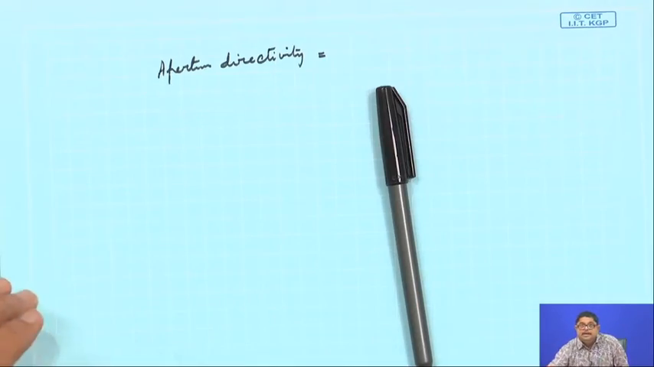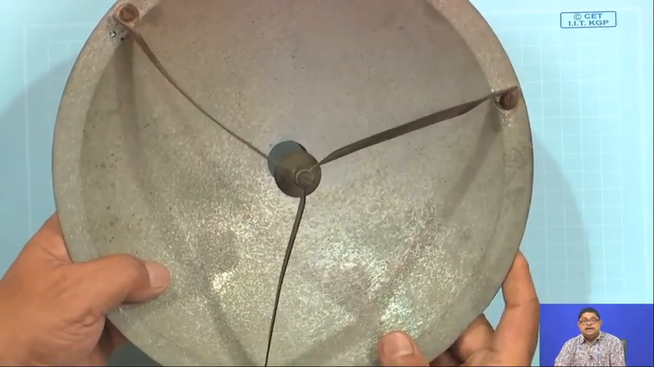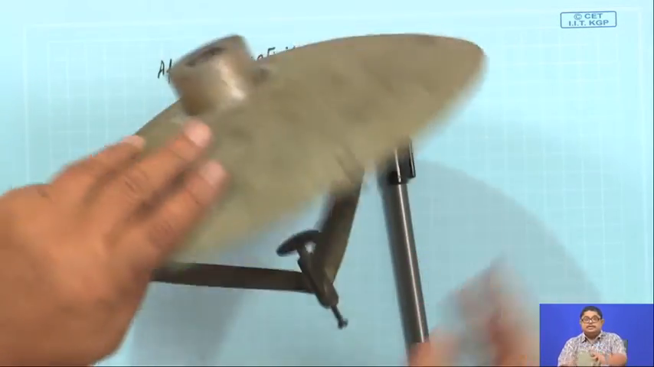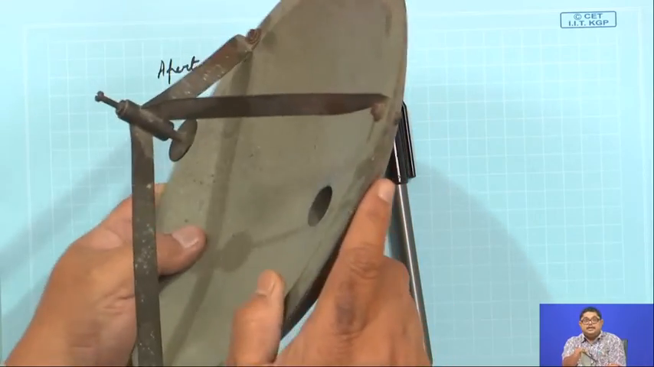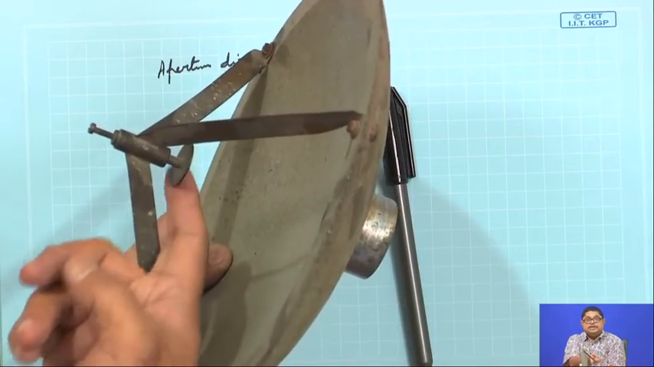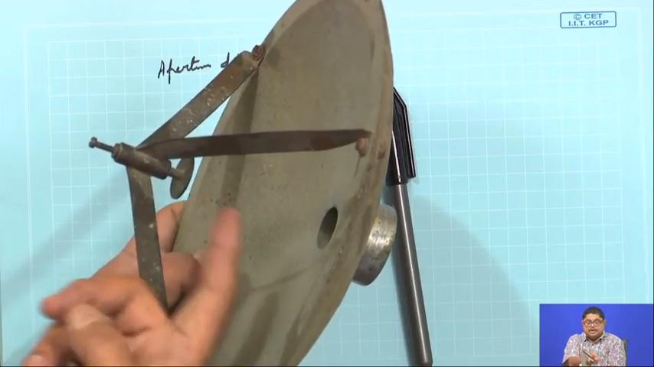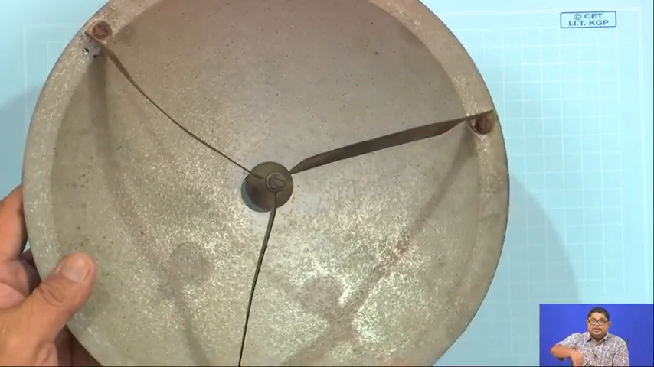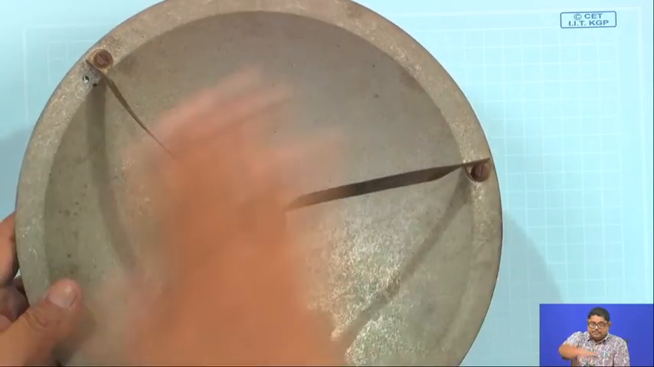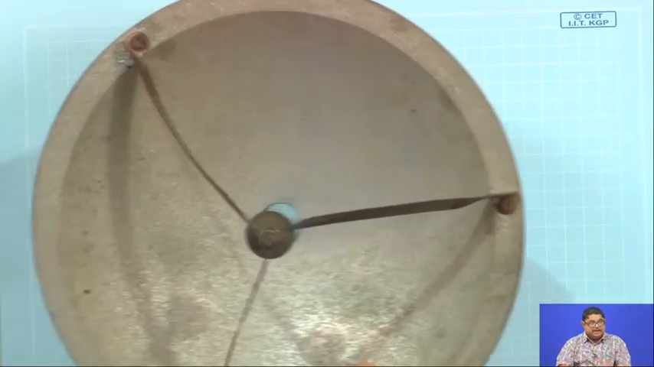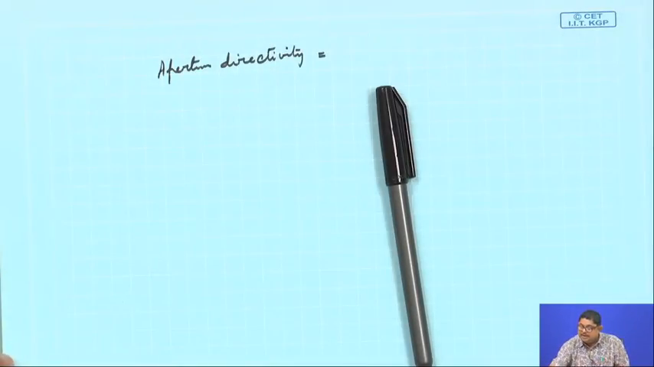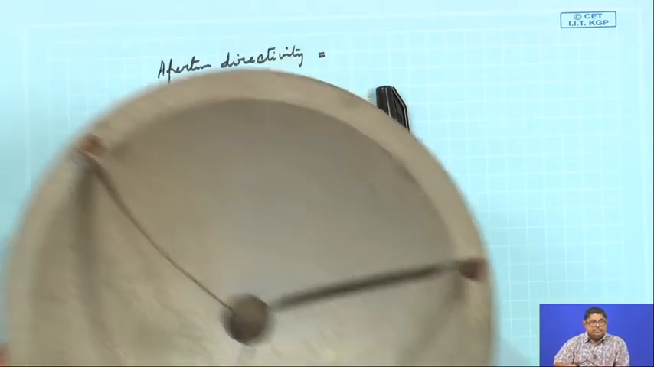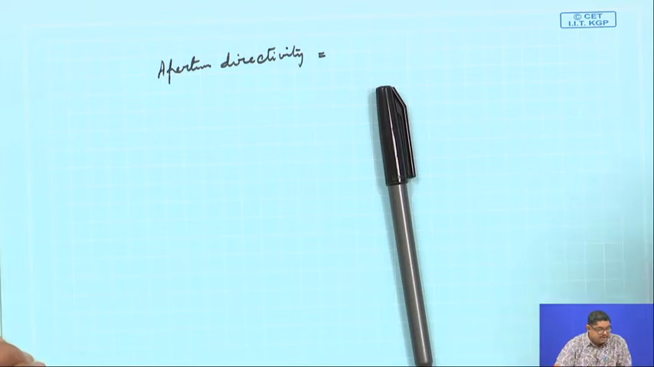Please remember, this is aperture directivity. Here you can see this is a paraboloid dish, and this is the horn feed. This is a circular horn instead of a rectangular horn, and it is at the focus. Aperture means this circular zone, this hypothetical circle, whose diameter is D. So, f by D ratio means the focal point distance by this diameter.